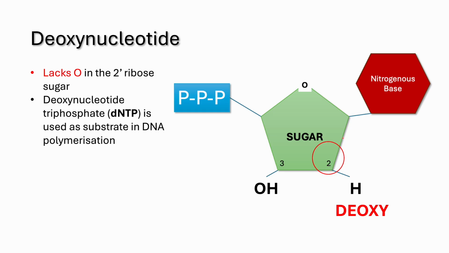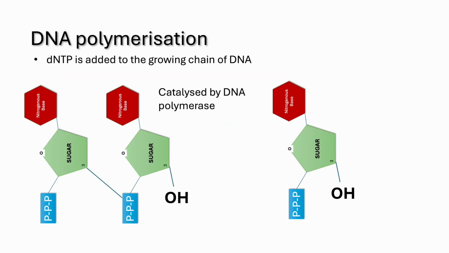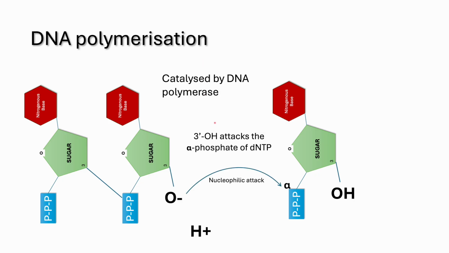deoxynucleotide. Deoxynucleotide is used as a substrate during DNA polymerization. In DNA polymerization, the dNTP is added to the growing chain of DNA, and this process is catalyzed by DNA polymerase. During the process, the 3' hydroxyl group of the chain attacks the alpha phosphate link of the incoming dNTP. This reaction is called nucleophilic attack. It removes the hydrogen from the hydroxyl group, and this process results in DNA elongation.